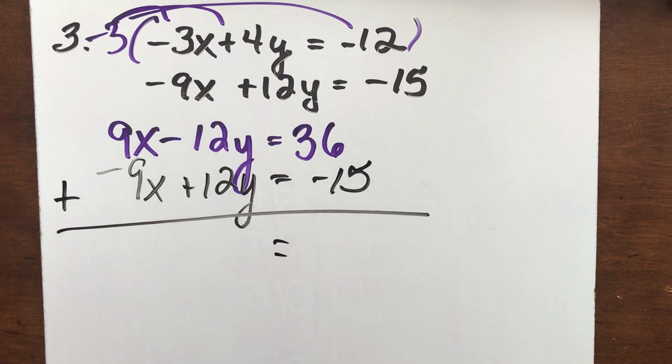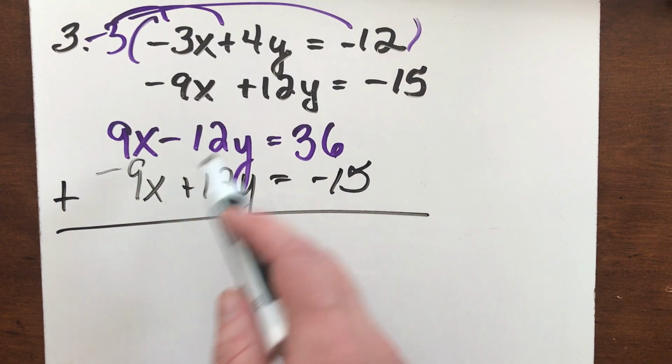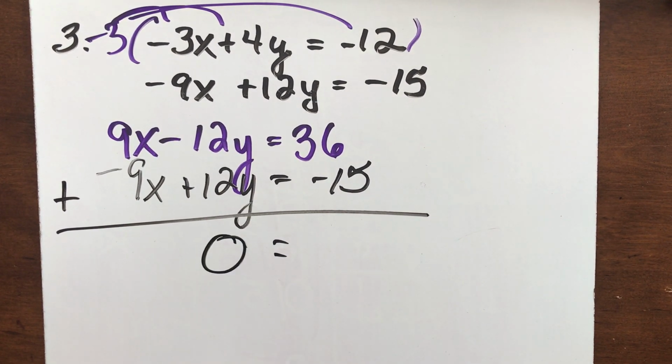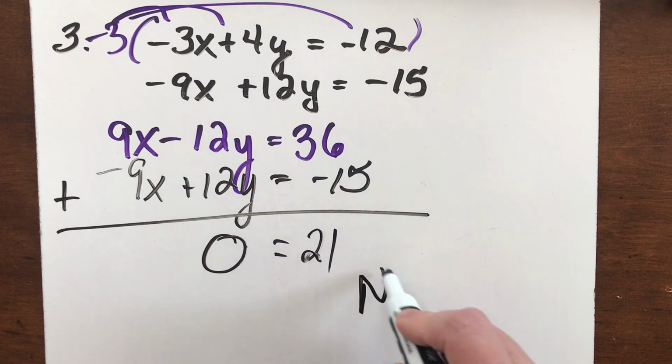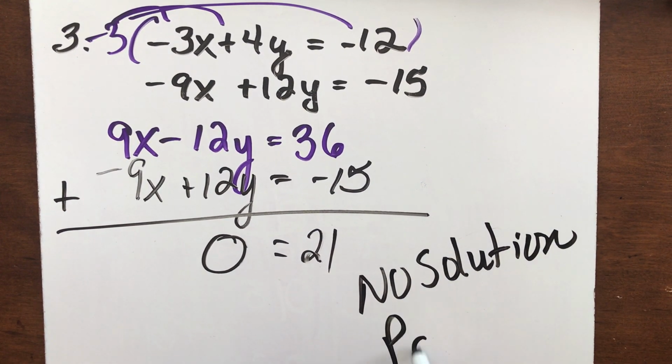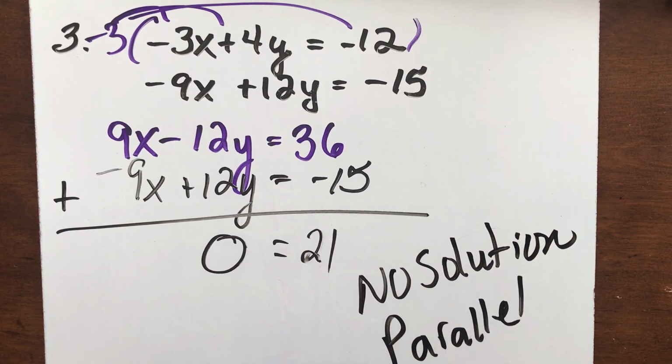Uh-oh. Do you notice something? What happens to the x's and the y's? They're completely gone. So this side is going to be a 0. Well, what's 36 minus 15? That's 21. Is that true? No. So this is going to be no solution, which means what kind of lines are they? These are actually going to be parallel lines.